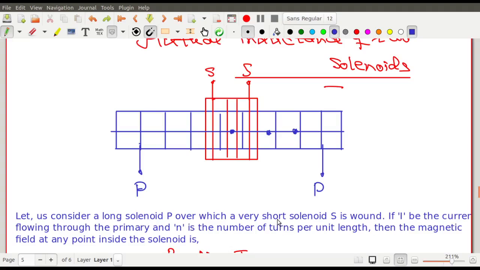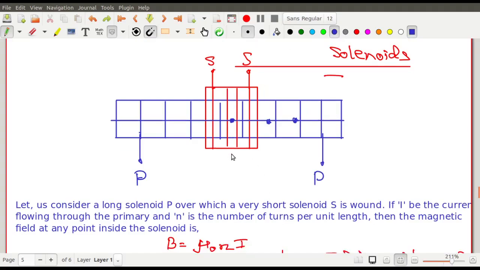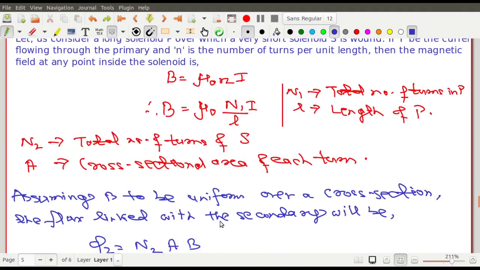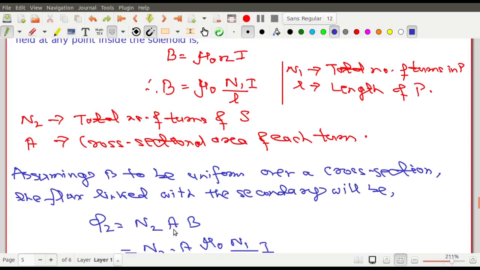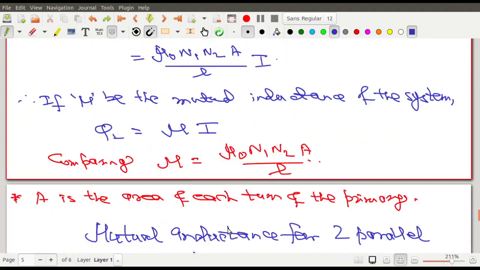So this assumption we can make, that throughout the cross section I have taken the magnetic field to be the same. I have written it somewhere. Assuming B to be uniform over a cross section, the flux linked with the secondary. Over the entire cross section A, I have taken the magnetic field to be the same.